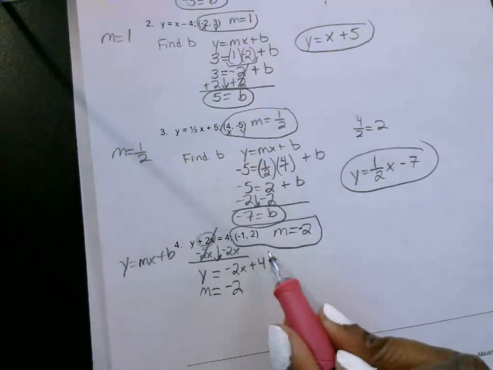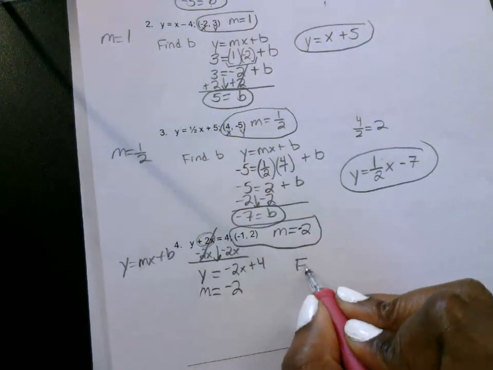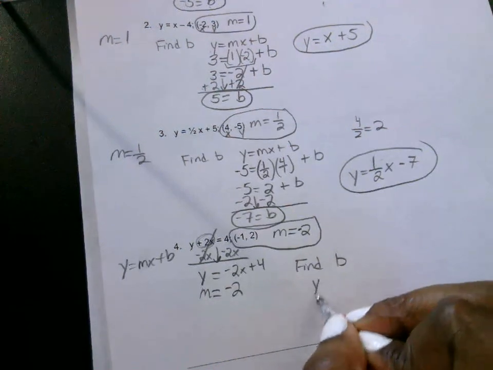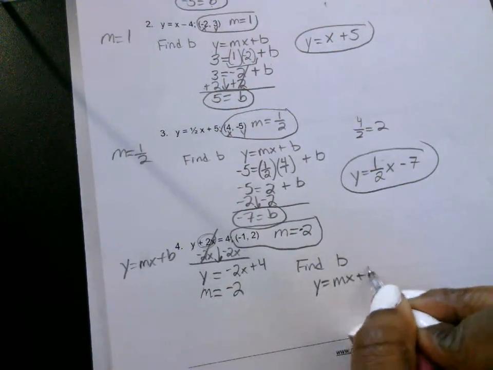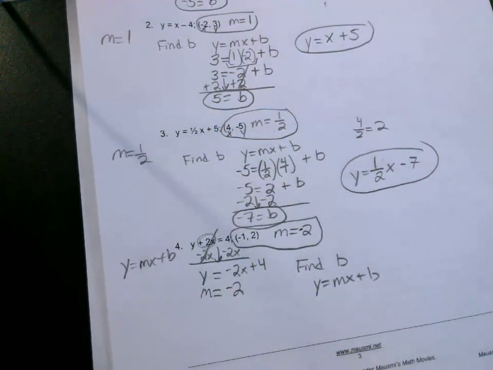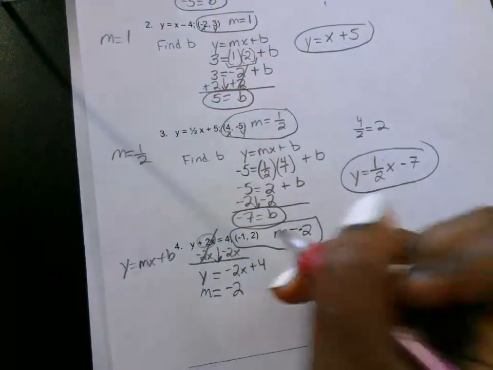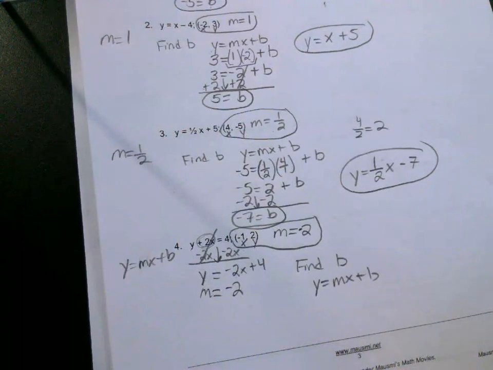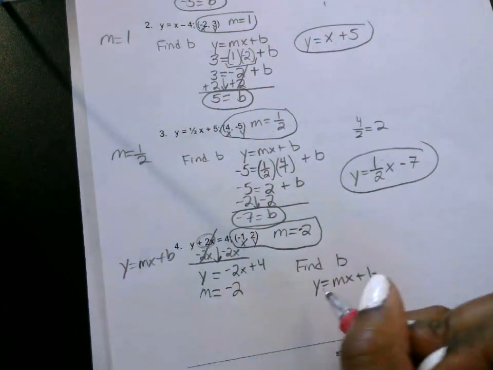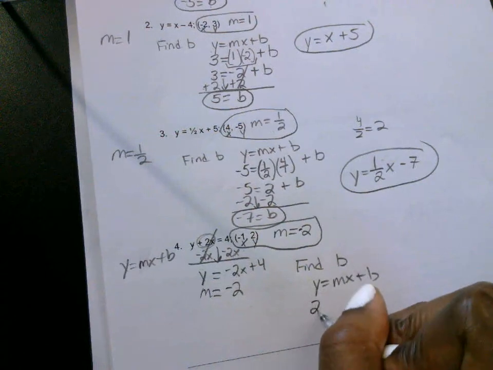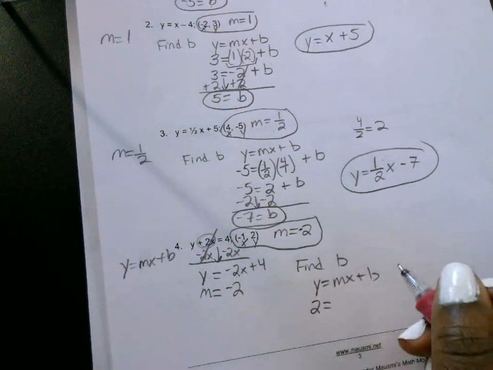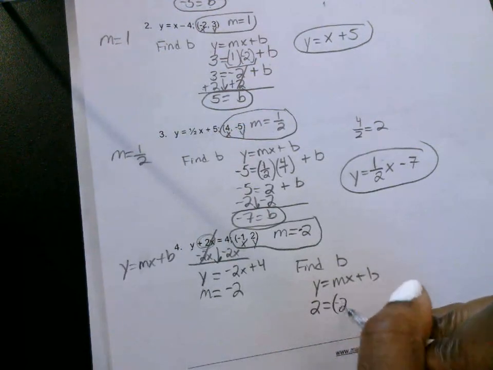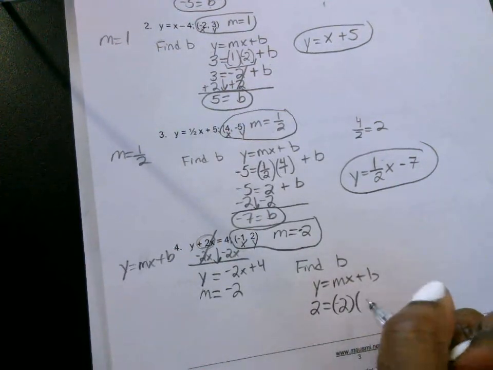We're going to use this information to find b. So we use the slope intercept form, y equals mx plus b, and substitute the information that's given. We're given a point, which means we're given an x coordinate and a y coordinate. What are we going to plug in? What number do we plug in for y? 2. Okay. What do we plug in for m? What do we plug in for x? Good job.